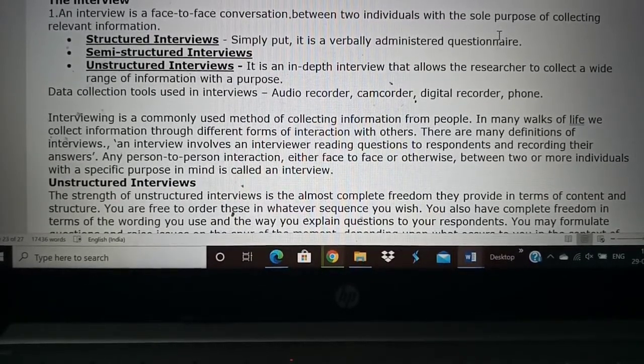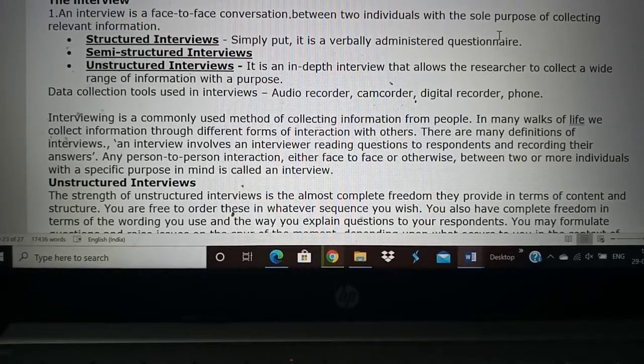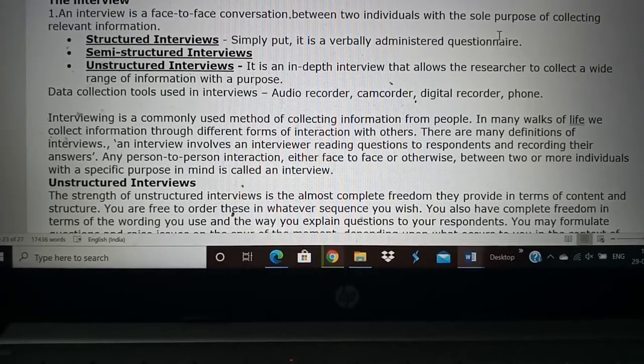So you have an agenda, you have listed questions, but sometimes if you find that some additional data can be collected, you can have additional questions and then that will become a semi-structured interview. Unstructured interviews are in-depth interviews where you as a researcher have a lot of questions with different kinds of situations and you collect a lot of information.